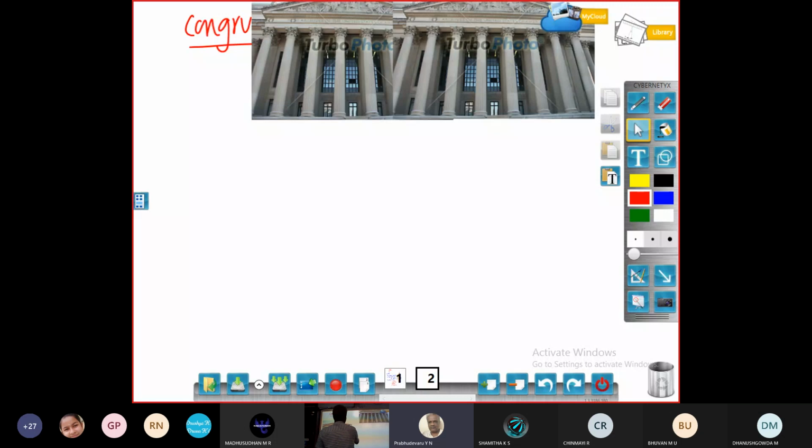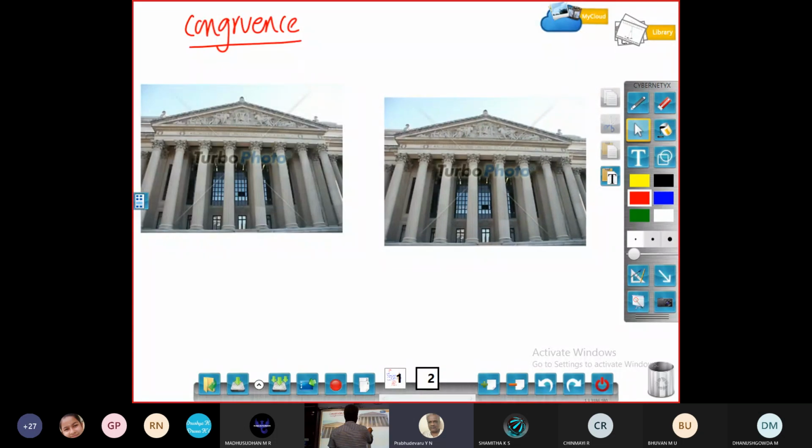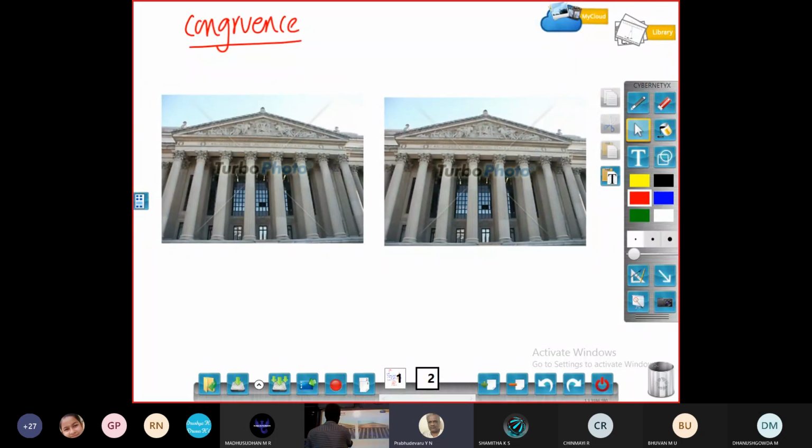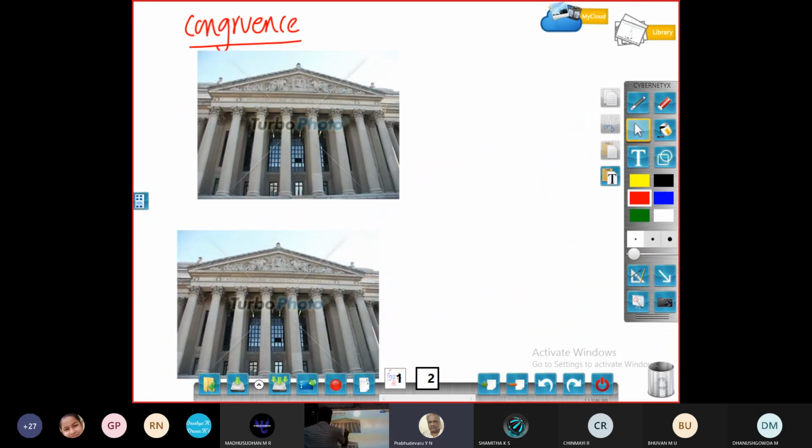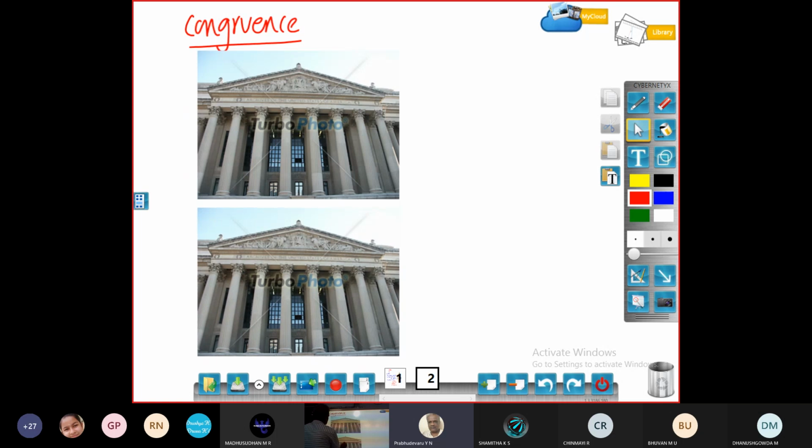See, now I have taken two diagrams. Look at the diagram. They are equal in all respects, equal in size. Now you can see here, both are one and the same. These two figures are called congruent. These two figures are congruent.